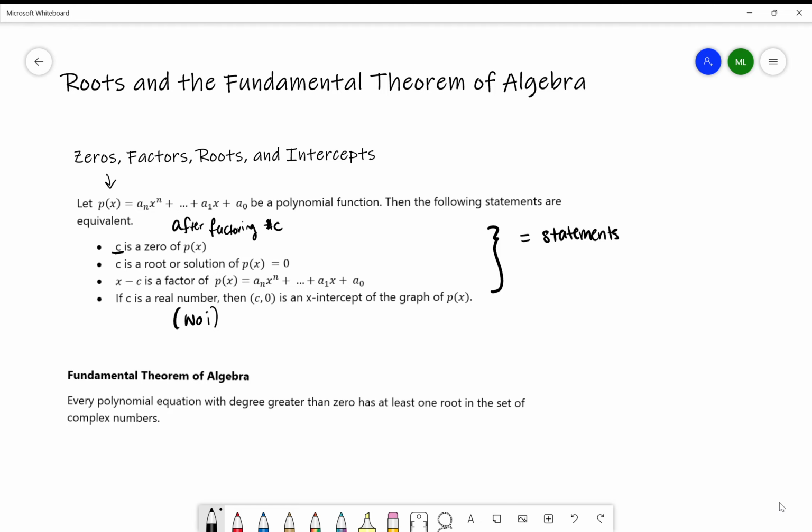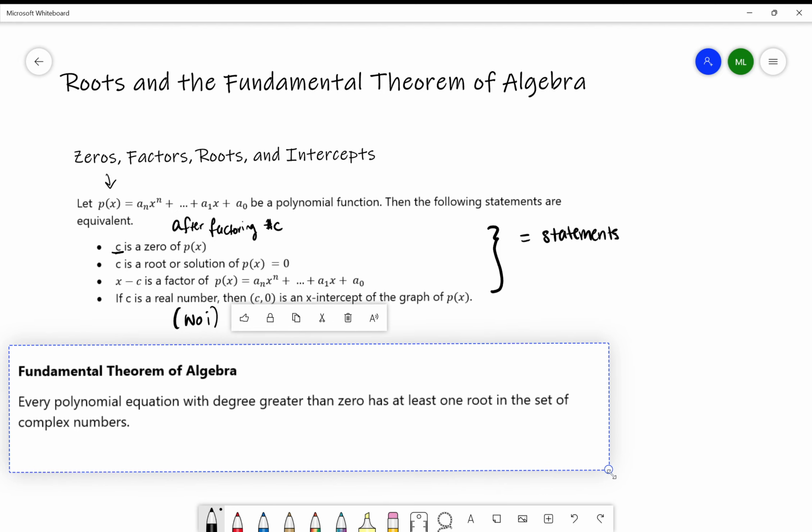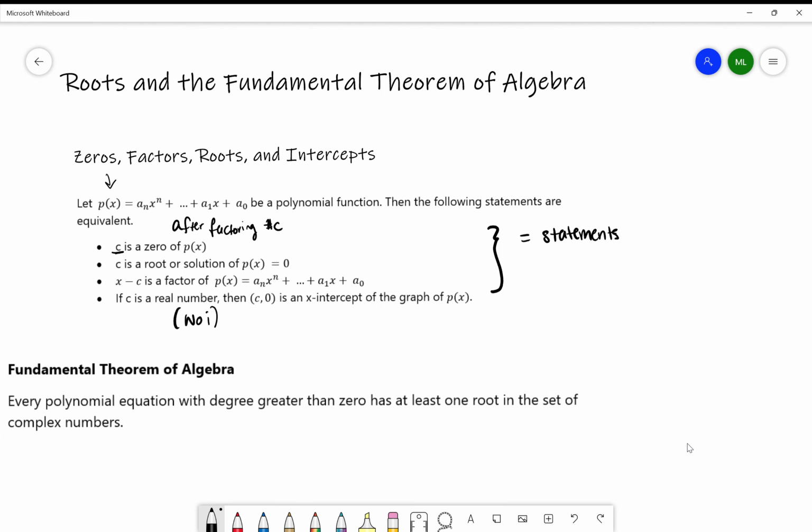Now, I'm going to make it bigger. The ultimate thing that we are looking at is the fundamental theorem of algebra, which states every polynomial equation with degree greater than 0 has at least one root in the set of complex numbers. You might be thinking, why complex numbers? How come it's not real numbers?